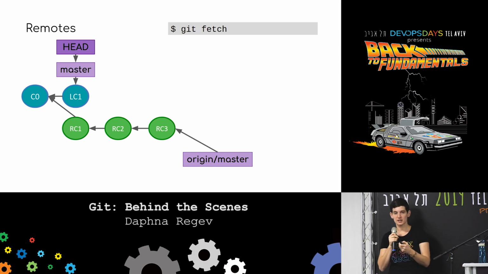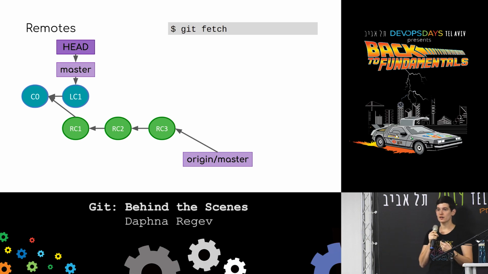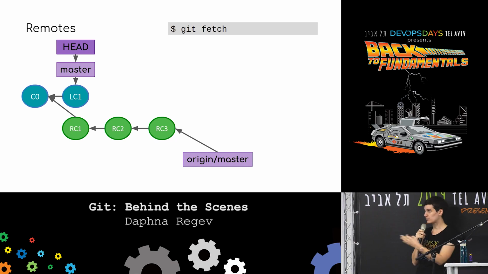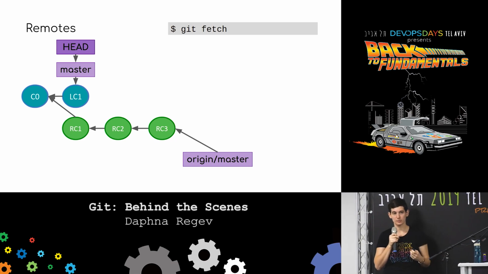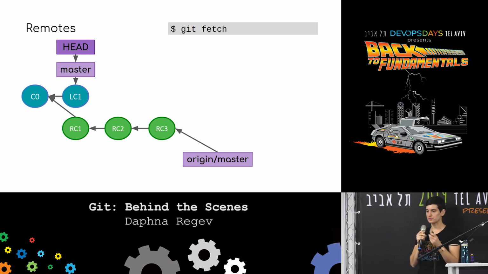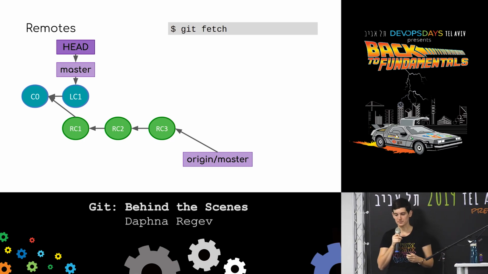But what git fetch does is it brings in all the information about the new commits that we have in the remote repository. In this case, we have 3 new commits on our master branch. And it also updates the references to point at where they should be pointing. So now origin master is pointing at the tip of these remote commits.